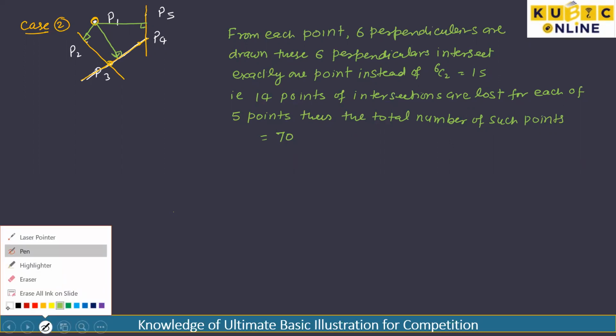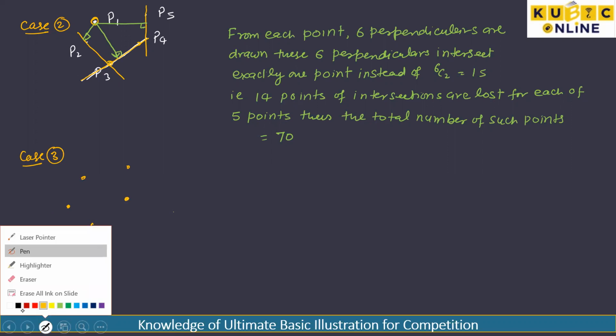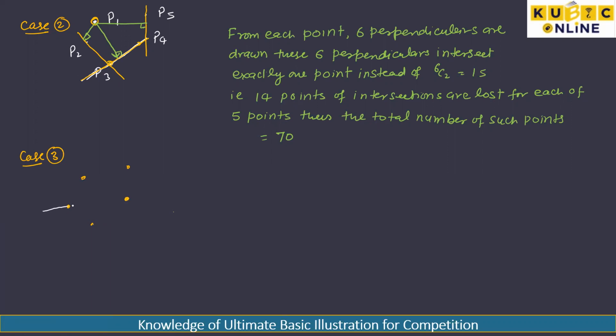Now see case number 3. Suppose we have 5 points. Out of these 5 points, if you join a line passing through 2 points, how many such lines will be there? 10 lines, because we have to choose in 5C2 ways. And if you choose this line, these three perpendiculars are parallel. So we are getting 3 lost points in this case.